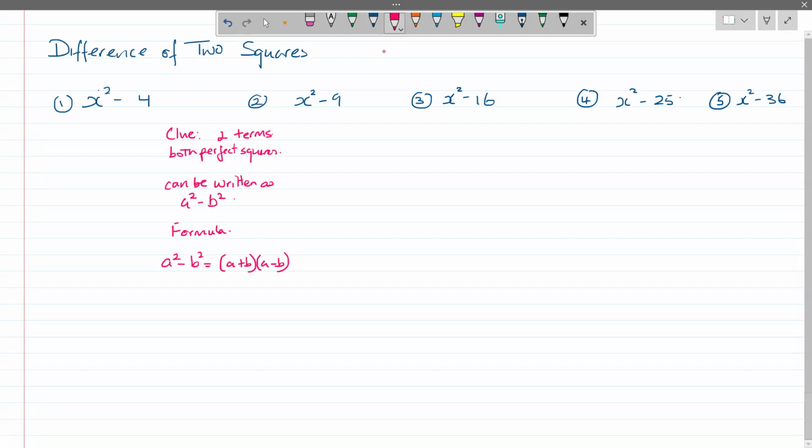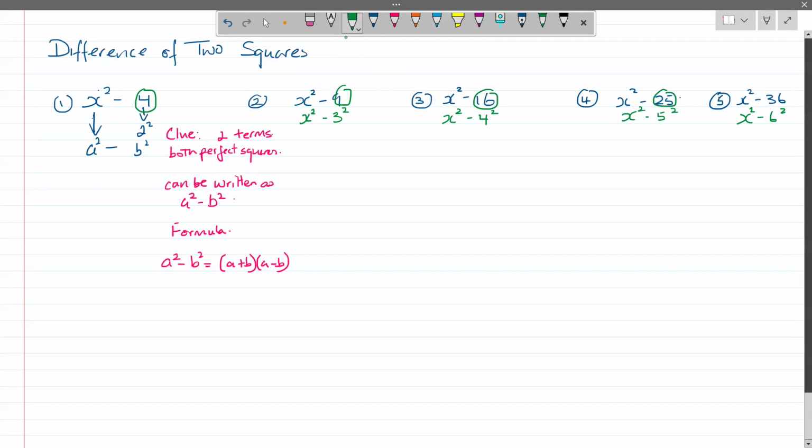Let's see if we could write these as a squared and b squared. This is already a squared. I could write this as 2 squared, and that makes it b squared. So I could rewrite all of these as the difference between two squares. Everybody see now? So once this end number here and the beginning number are perfect squares.